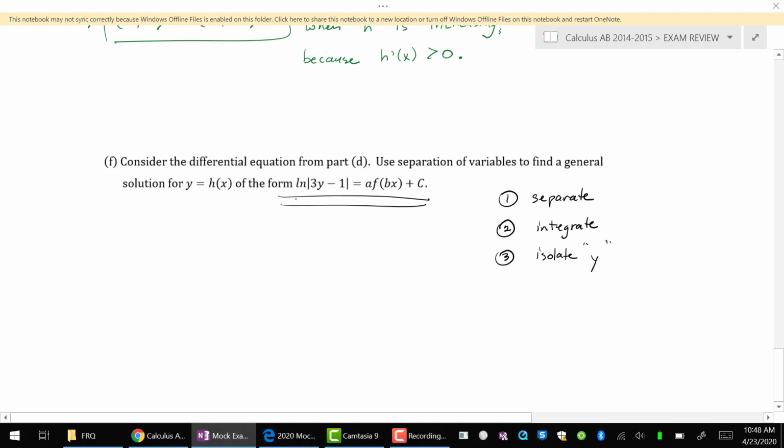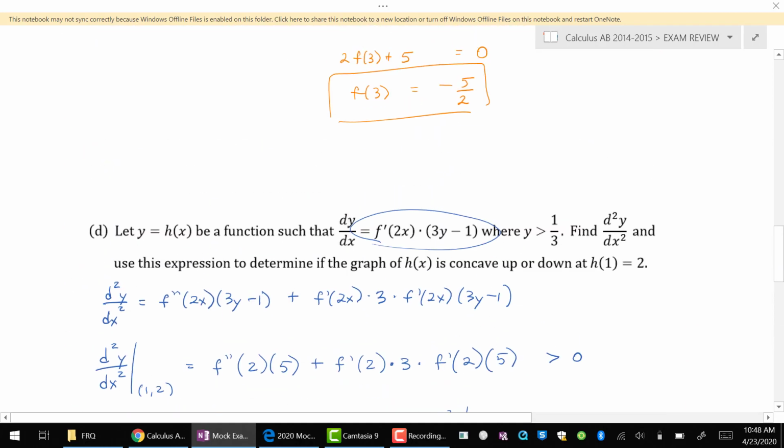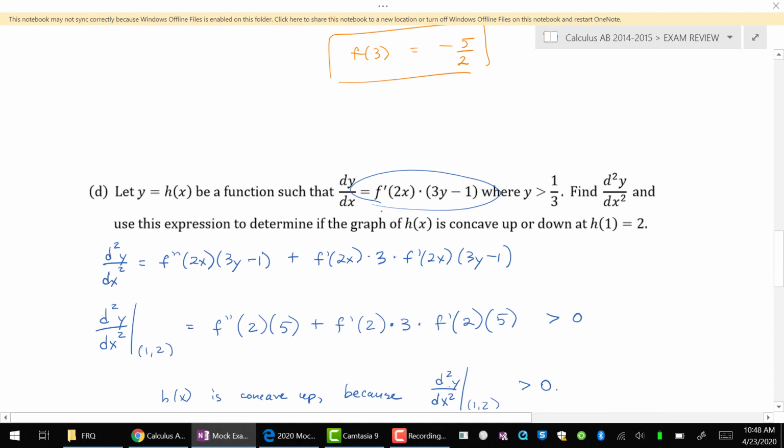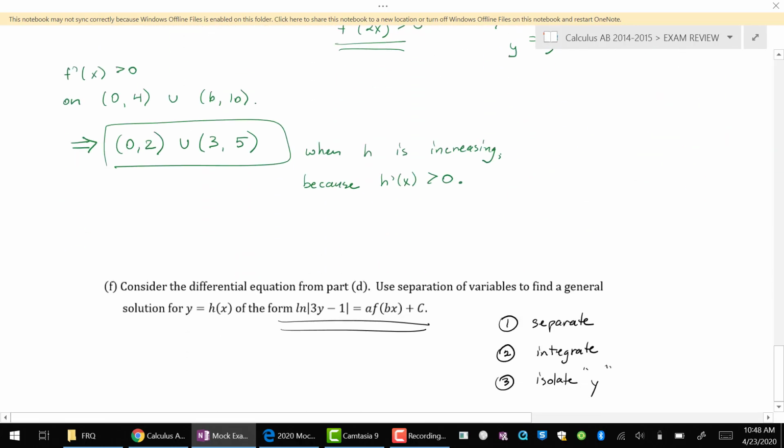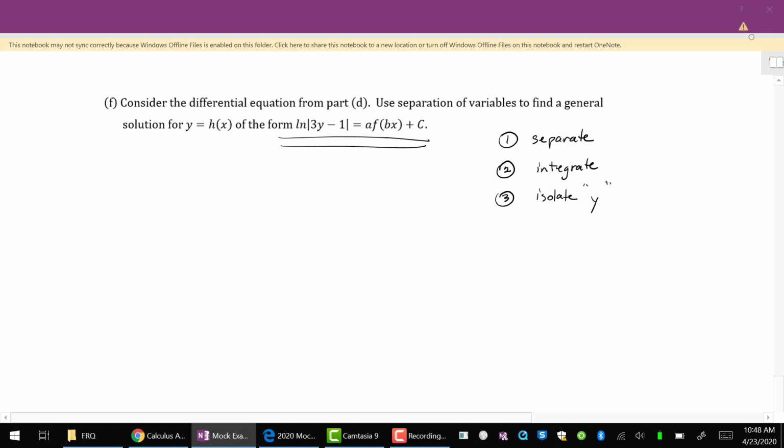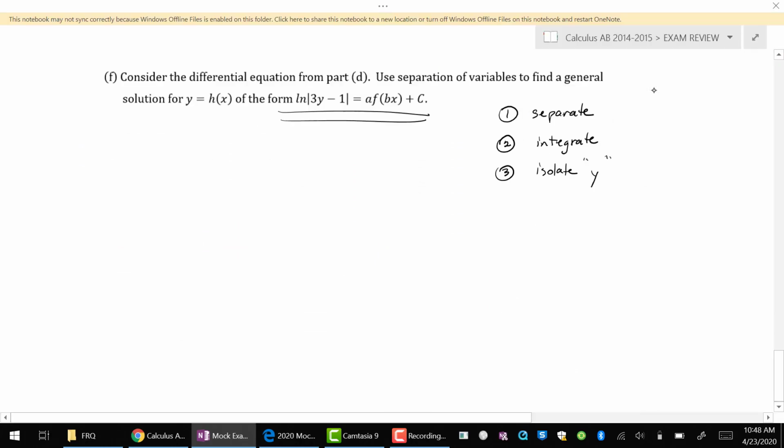It says we can stop at that form, natural log of 3y minus 1. So the differential equation from part D, there it is once again, dy dx. What if we divide by 3y minus 1 and then multiply by dx? In doing so, we'll be able to separate the variables and form an equation that looks like this: 1 over 3y minus 1 dy equals f prime of 2x times dx. There's the separation step.